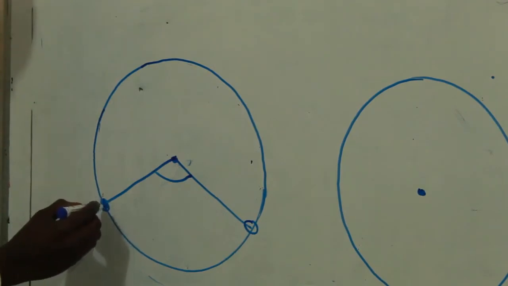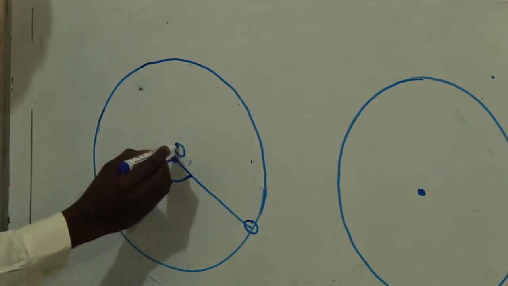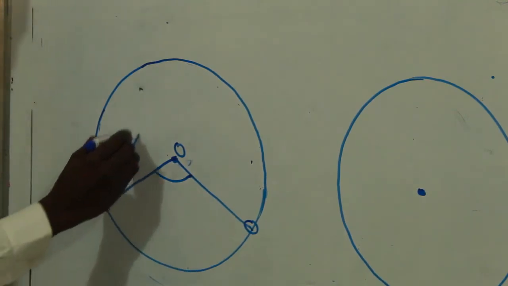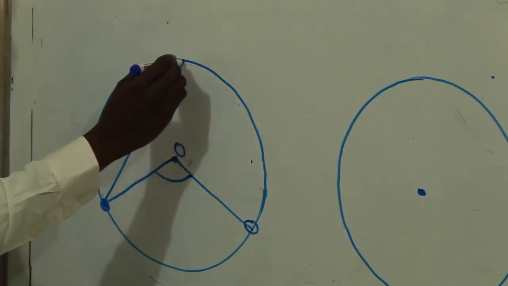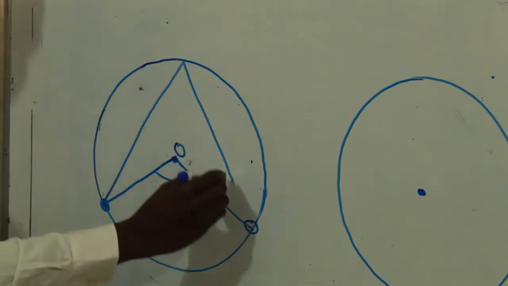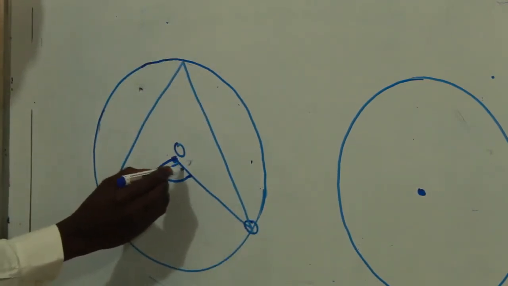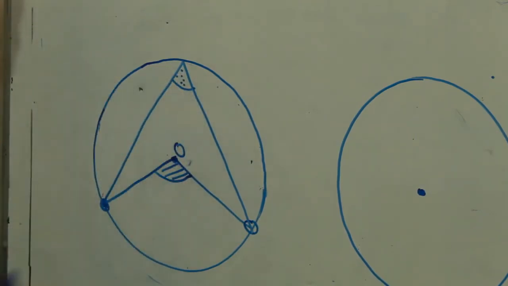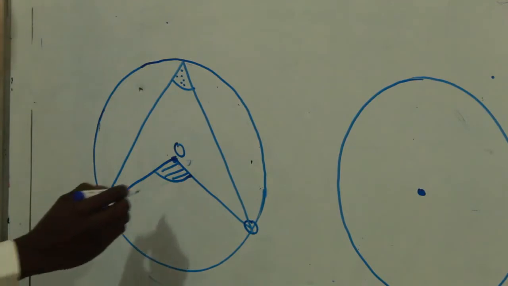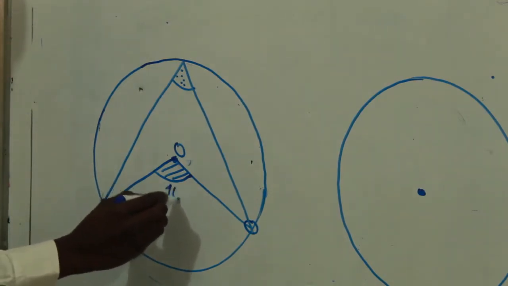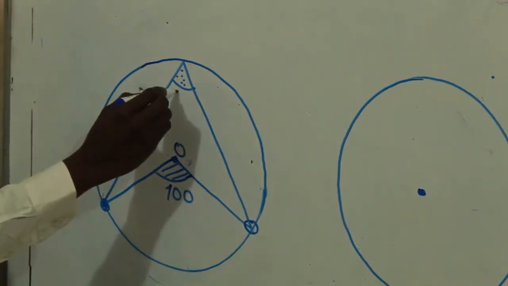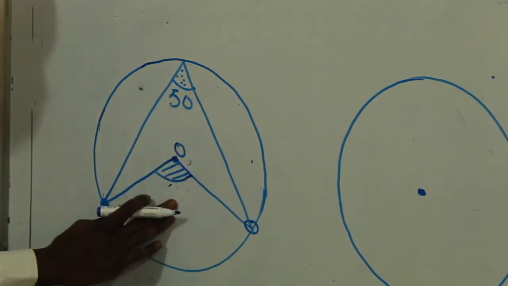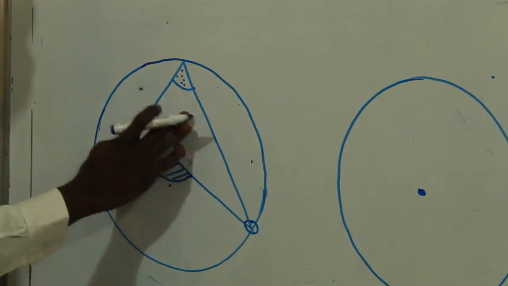If I draw a line from here to come to the center of the circle and back to this point, if I draw another line from this point and touch the circumference of the circle and back to this other point, the angle here is always 2 times the angle here. It means that if this angle is 100, the angle here will be 50. If this angle here is 80, the angle here will be 40.